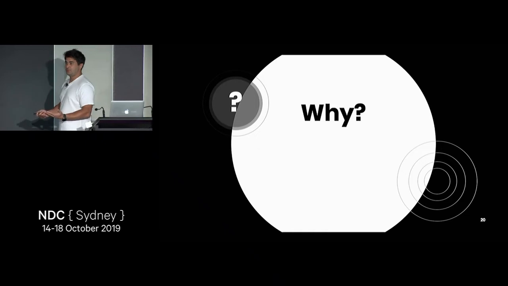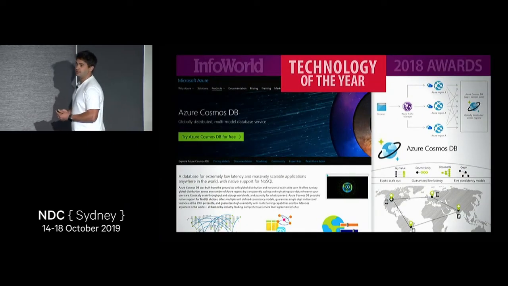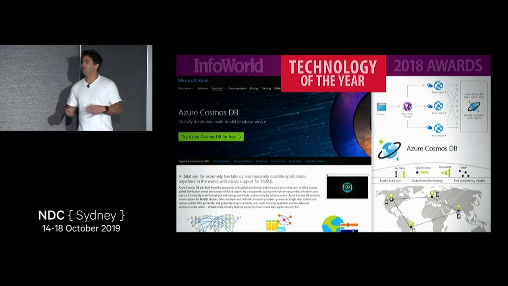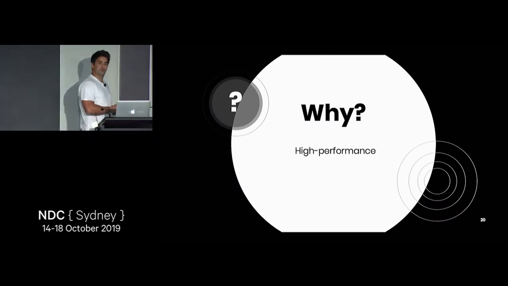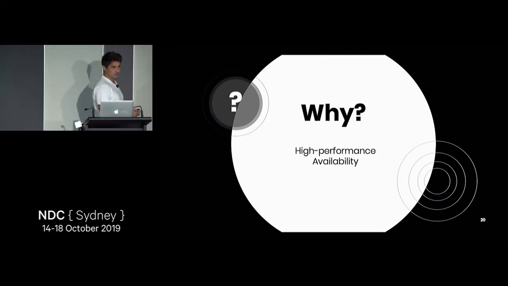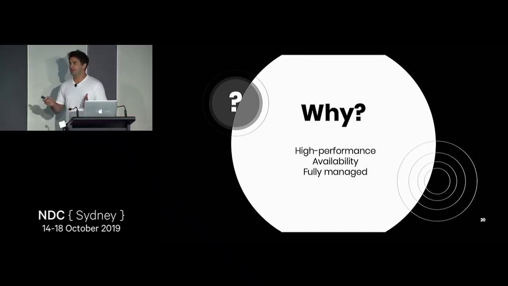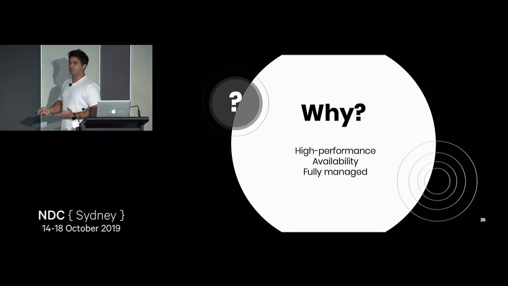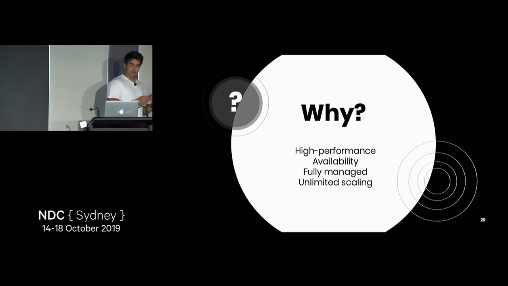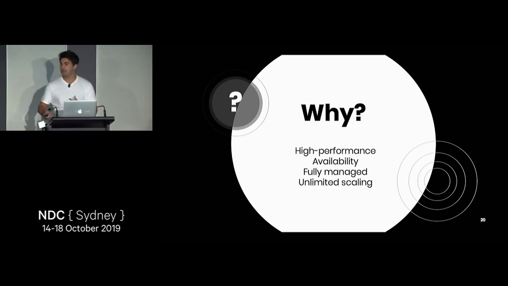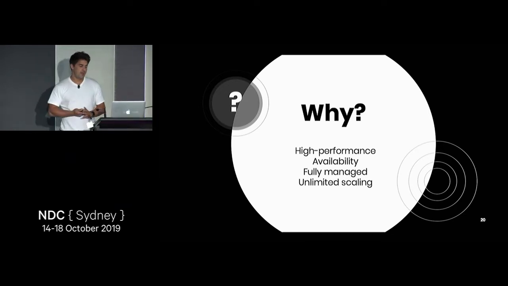So why would you use Cosmos DB in the first place? Well, it was awarded the Technology of the Year in 2018, and it's just growing. Cosmos DB is awesome. You should definitely try it out. But you should choose Cosmos DB because of the high performance, the availability. It's completely managed, so you don't need an IT guy or a DBA to set it up for you, right? It's almost unlimited scaling, so you pay the price, absolutely, if you scale that much.